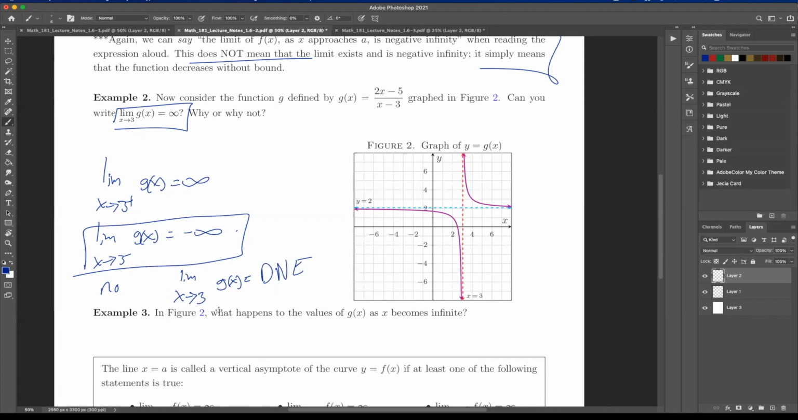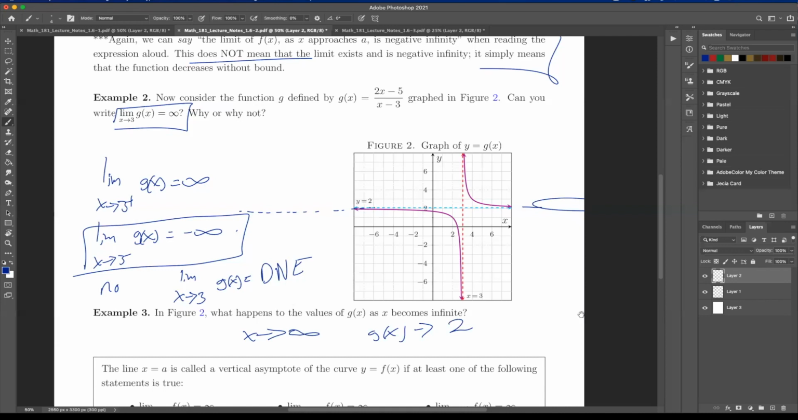But let's ask another question real quick. What happens to values of g of x as x becomes infinite? So what happens when I get really far out here, right? What's happening to the values of g of x? As x gets really, really big or really, really small, what values am I getting? Well, as x goes to infinity, g of x is approaching what number? What number as I get really large? 0? Two, right? It's getting real close to 2.